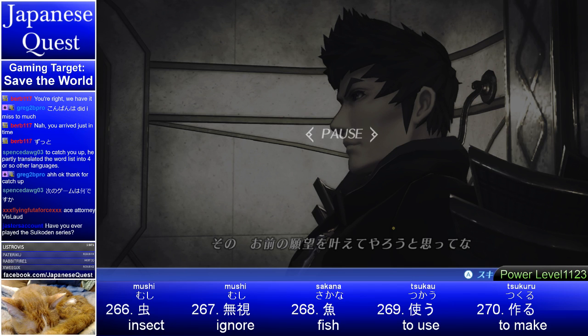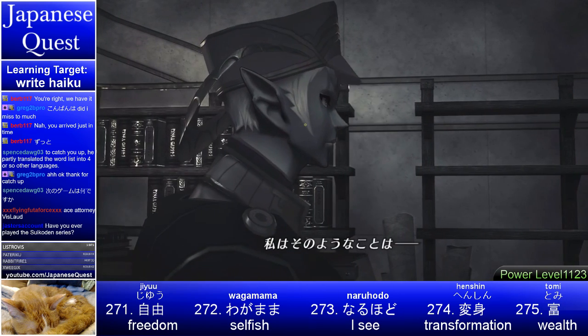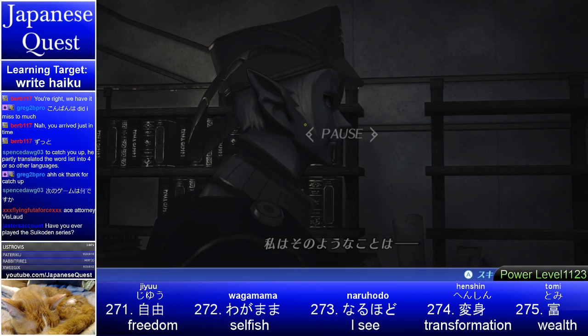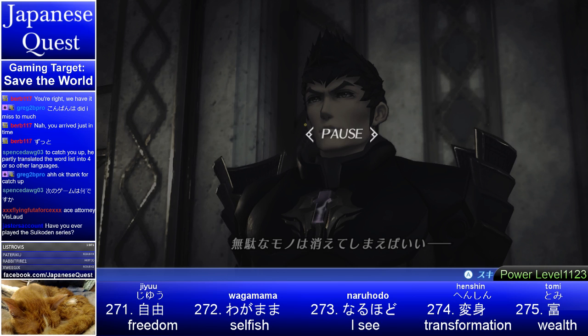So I will carry out your wish, your ambition. So, ganbo, ambition, and then kanaru, to make true. So he's going to leave, but he's still going to carry out his ambition, which I guess is destroying the world. So that's not what I want. So pointless things, they might as well just disappear.